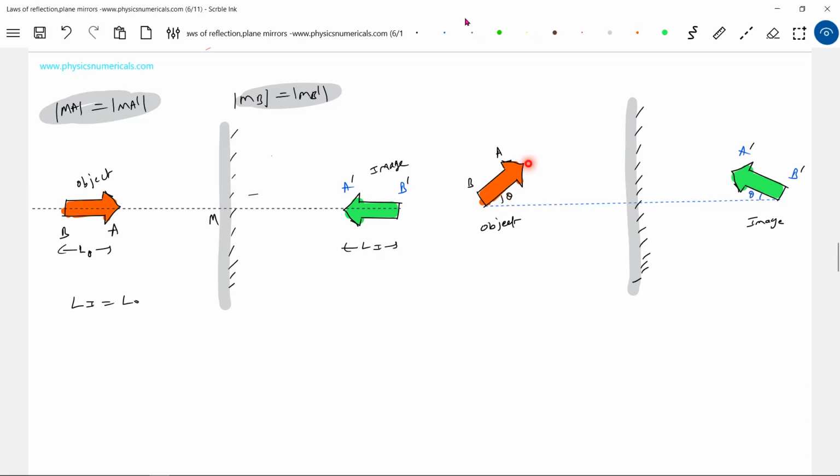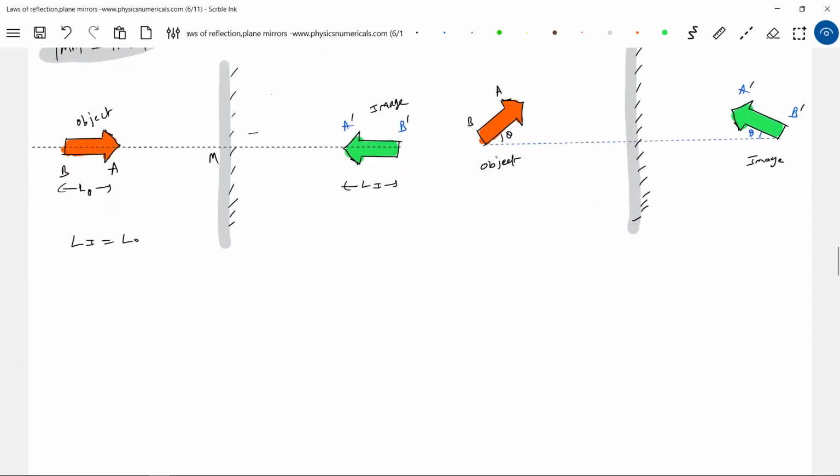Again, sir, how can you say it by ray diagram? Send rays, incident rays, after reflection, corresponding to A, A dash, corresponding to B, B dash, corresponding to this tip. You get the orientation. So now even if the object is inclined at an angle theta with respect to this plane, the image will have the same orientation. Okay, next condition.